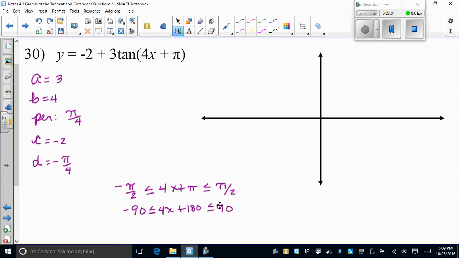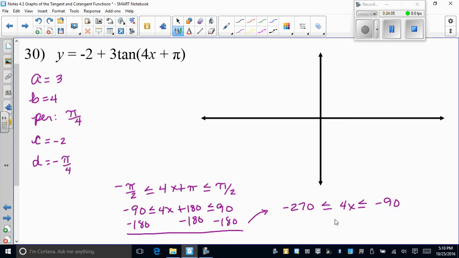Okay, so the first thing we're going to do is subtract 180 from each part. I'm going to just bring this over here. So I get -270 degrees is less than or equal to 4x, which is less than or equal to -90. So we already know that we've moved it all the way over this way. And now we're going to divide by 4.